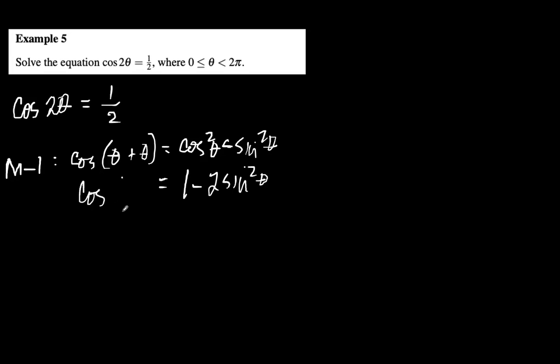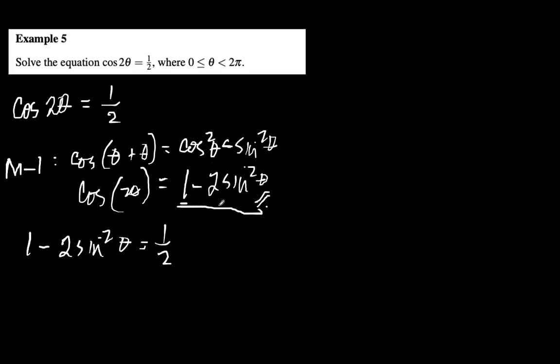All right, that's cosine 2 theta. Or you can also use 2 cosine square theta minus 1 if you want to, but I will be using this one in this solution. So I will have 1 minus 2 sine square theta is equal to 1/2. I substituted this equivalent expression for the cosine 2 theta. All right, and let's combine like terms and simplify.